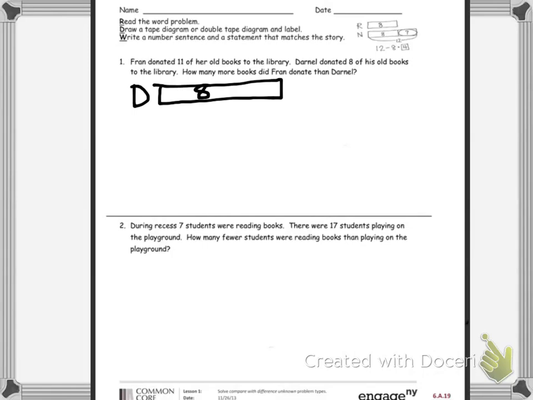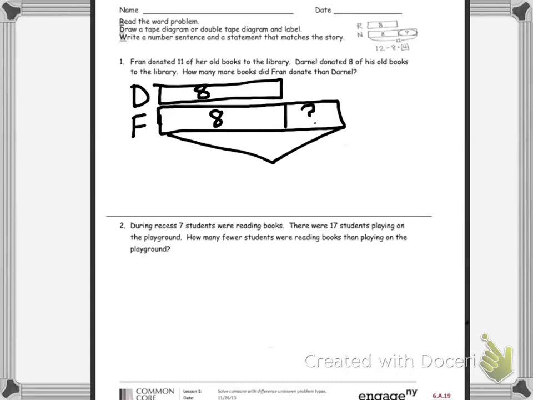Now Fran donated 11 of her books to the library. So we know that 11 is larger than 8, so I'm going to make sure my tape diagram is a little bit bigger than the 8. Now I want to mark off here the 8 that Darnell donated because we need to figure out how many more Fran donated than Darnell. So he had 8, so she has 8, and then we don't know how many more than 8 they had. But we do know that she donated 11 altogether. So we need to figure out 8 plus how many more would get her to 11.